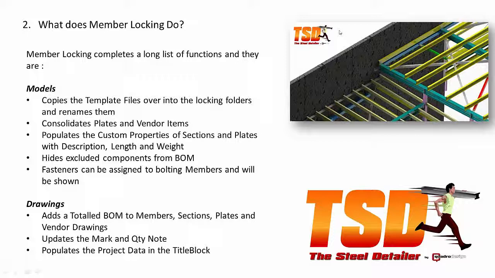Okay, what it also does is it hides excluded components from the BOM. Now we use dummy components for packing out plates and things like that. It hides those. Now fasteners can also be selected or assigned to a member when you lock it, which means that if I have bolts that are on a beam and the beam bolts to a column, I go to lock the member of the beam, it will, if I select the connection for those bolts, add the bolts to that member for reporting, and it will also show the bolts for that member as well.